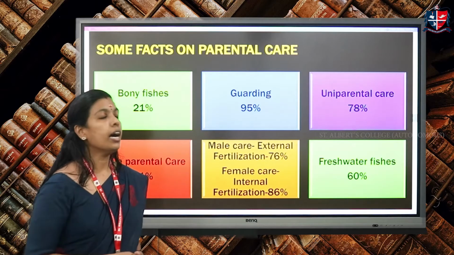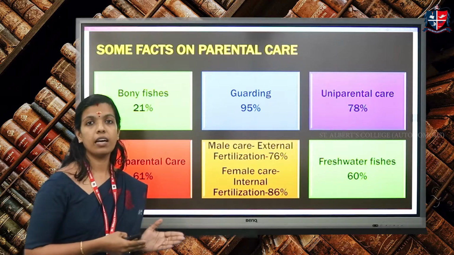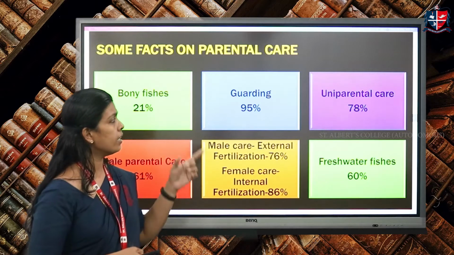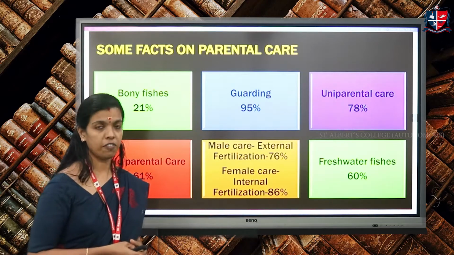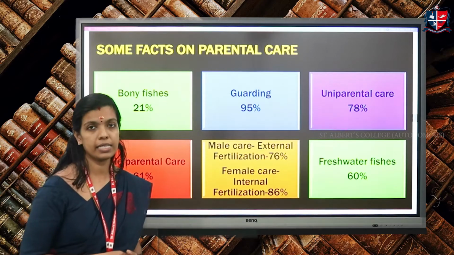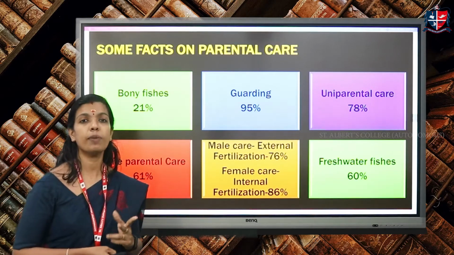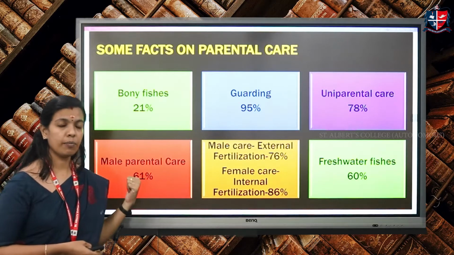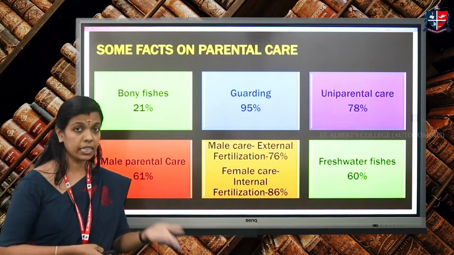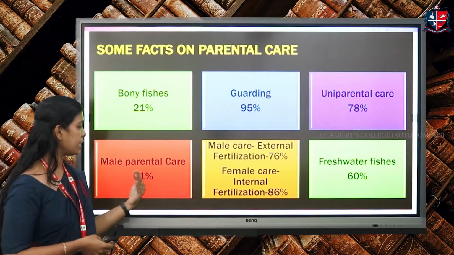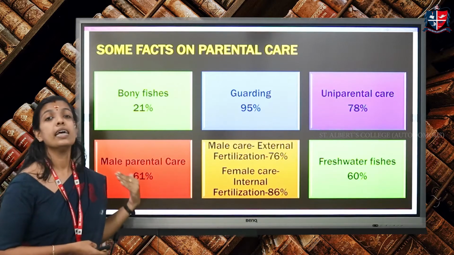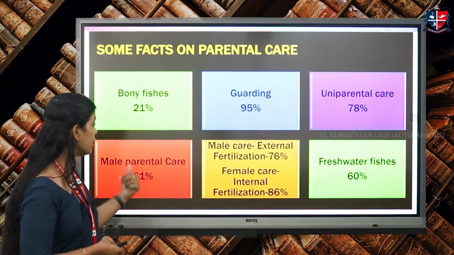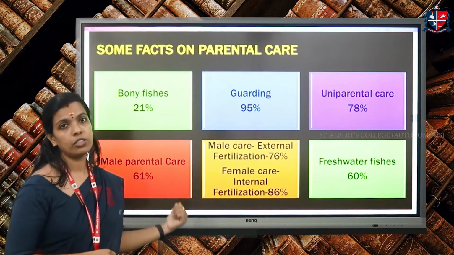Again, as I said, it is a process wherein either one sex of the parent is involved or maybe both the parents. But in fact, about 78% of fish exhibit uniparental care, wherein just one sex, either the male or the female, would be caring for the young. In the case of male parental care, about 61% of the males care for the eggs when compared to the females. So you can imagine the percentage of females. Here about 61% of the males would care for their young ones.